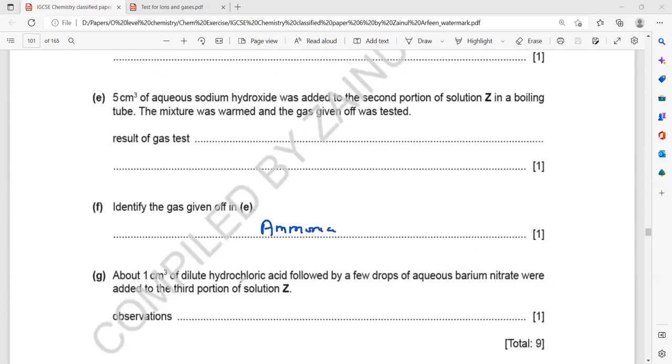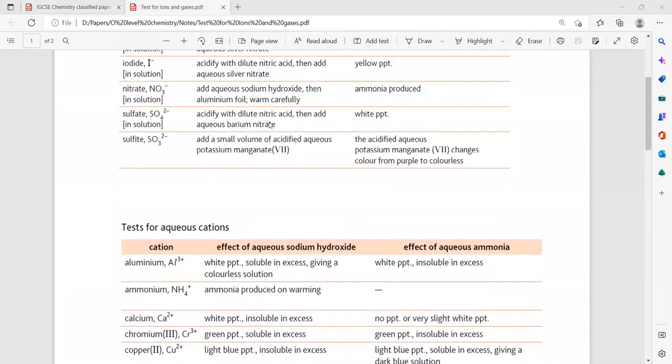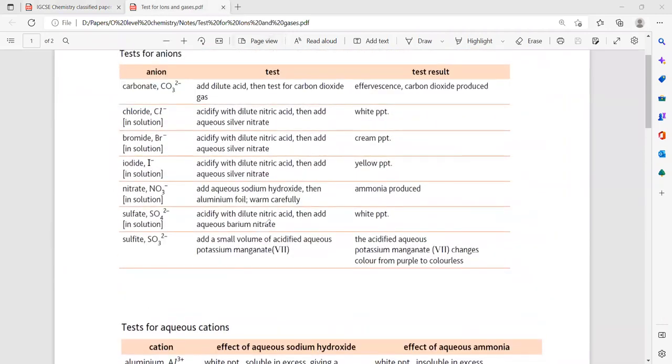Then add about 1 cm cube of hydrochloric acid followed by barium nitrate. This is a test for sulfate. This is a sulfite. We don't have sulfate here. Adding hydrochloric acid and barium nitrate is a test for the SO4 ion, sulfate ion. But we don't have sulfate, we have sulfite. If there was a sulfate ion, it would give a white precipitate. But with sulfite, there will be no visible change.